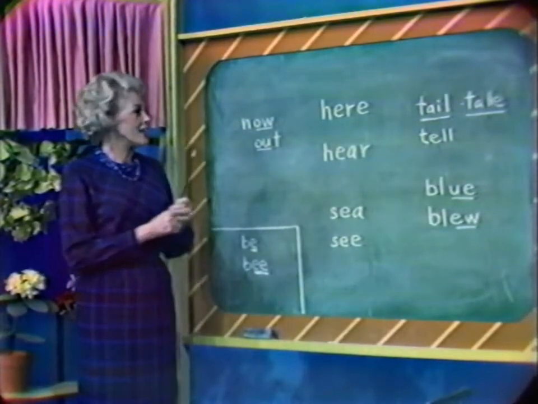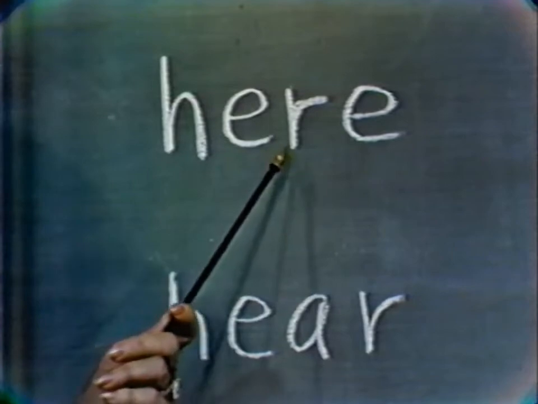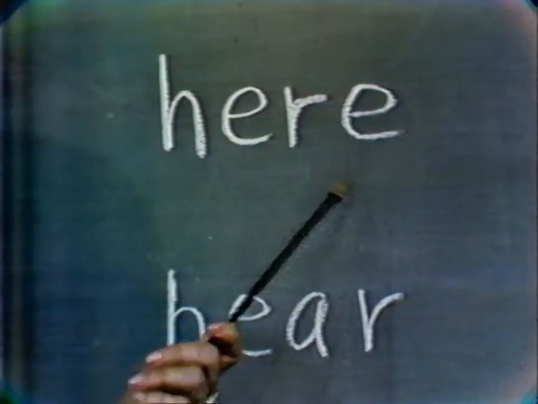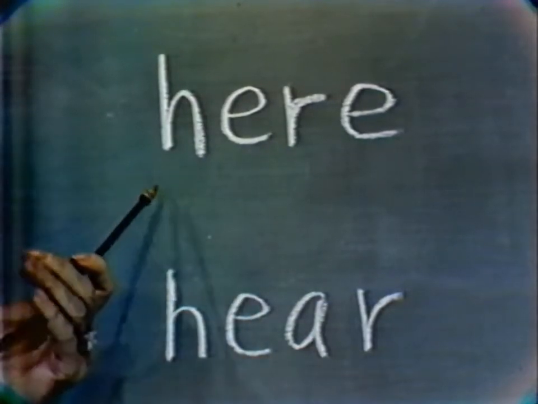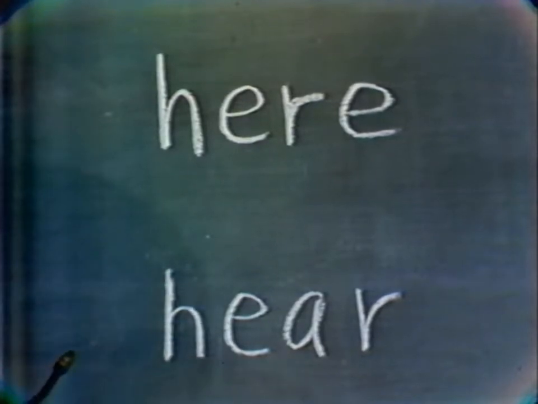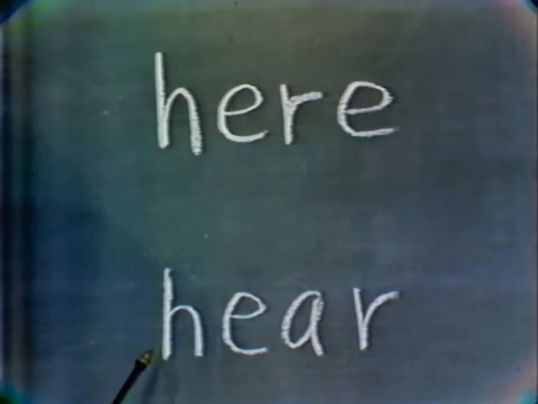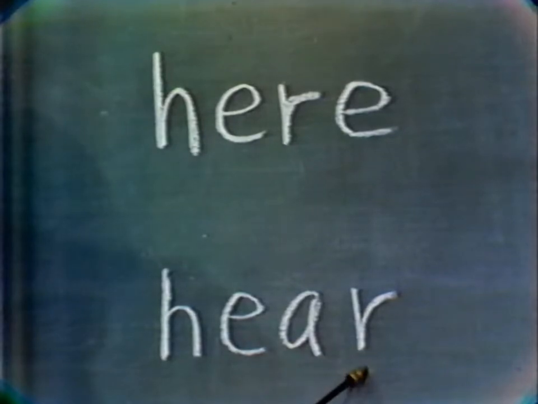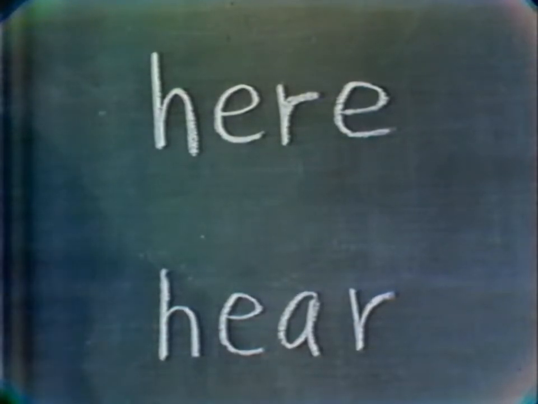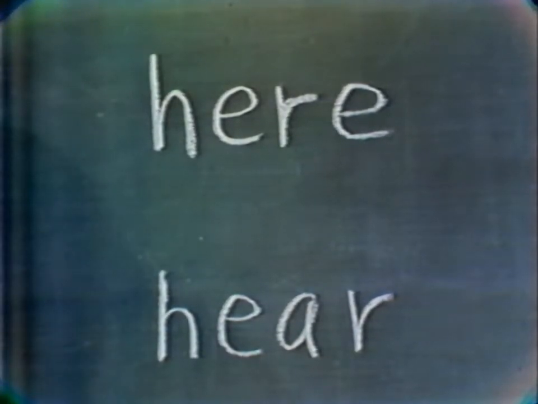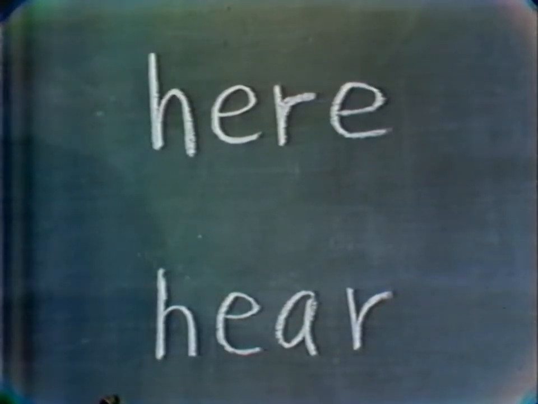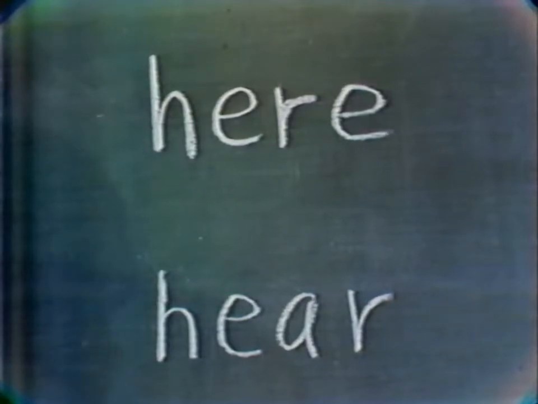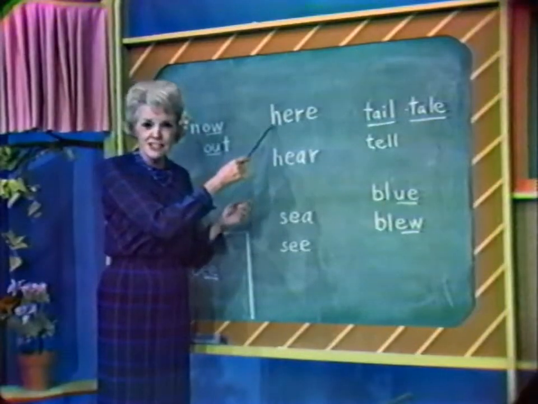Now look, here's the word H-E-R-E. Silent E on the end makes the E say its own name in the word, and we read here, come here. But look again. What does this say? H-E-A-R. Now remember vowel pals E and A. When they're together, what do you say? You say E. So the word says here, here. And this word says here.